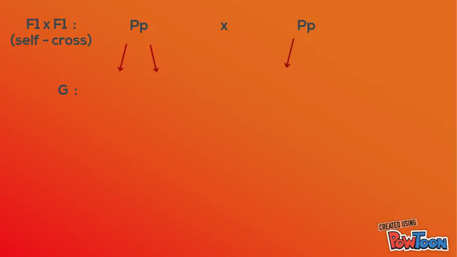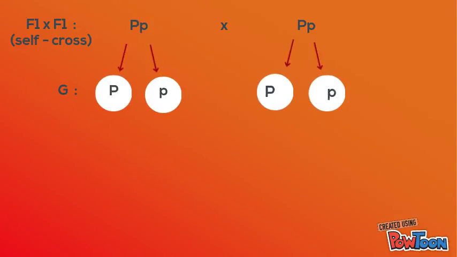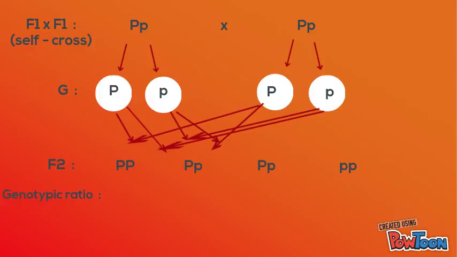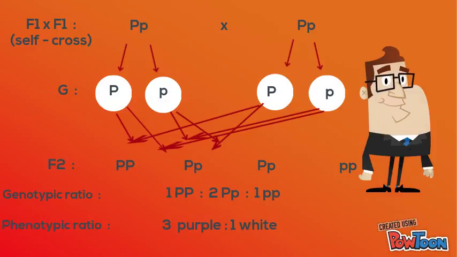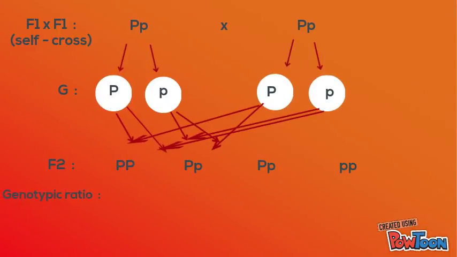Then the F1 generation is self-crossed: big P small p crossed with big P small p. This will end up with the F2 generation, which is big P big P, big P small p, and small p small p. The phenotypic ratio is, for example, 3 purple and 1 white.